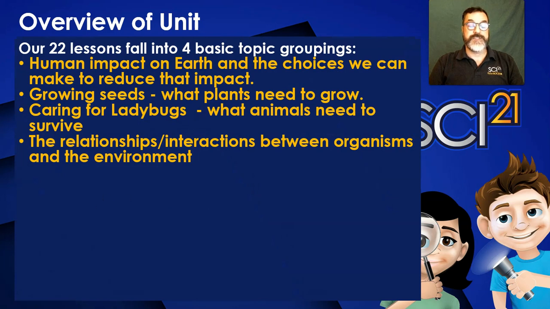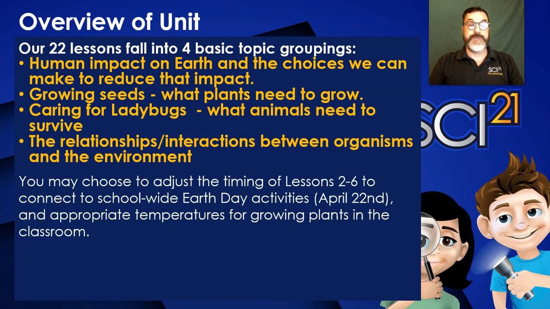Our 22 lessons fall into 4 basic topic groupings: human impact on Earth and the choices we as humans can make to reduce that impact; growing seeds, what plants need to grow; caring for ladybugs, what animals need to survive; and the relationship interactions between organisms and the environment. In this unit, students will be caring for and observing 2 living things.